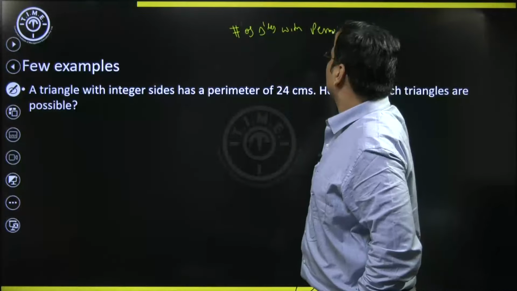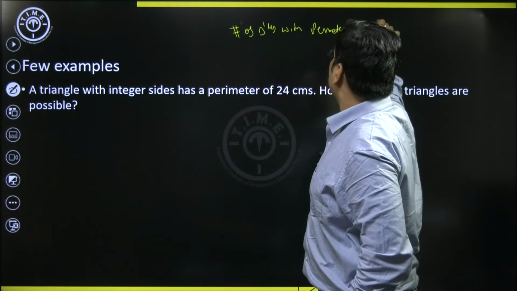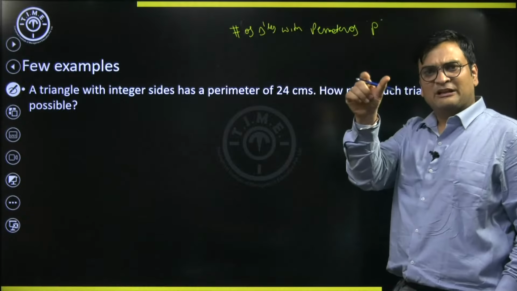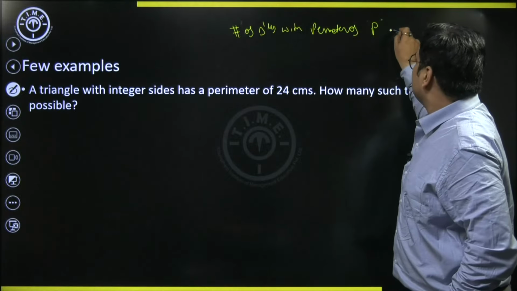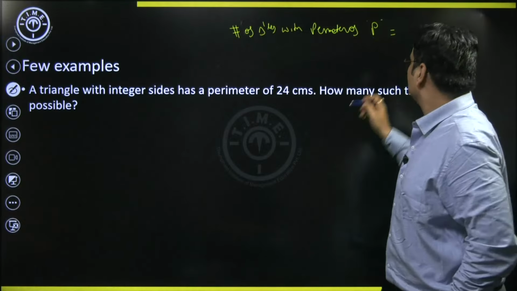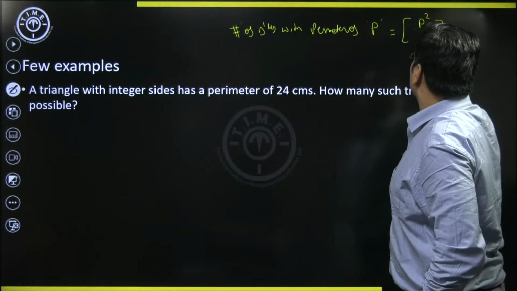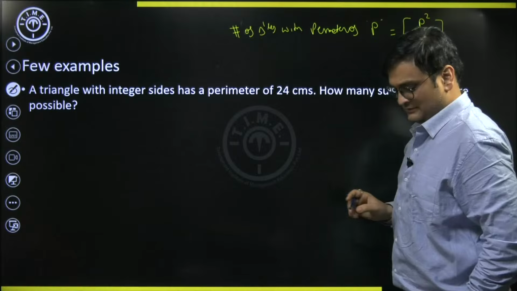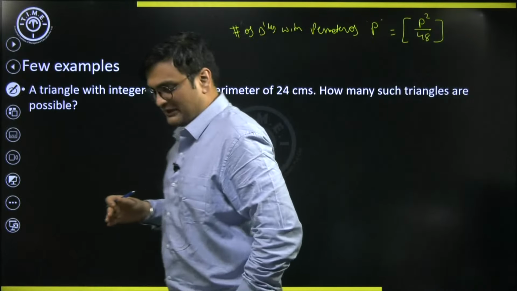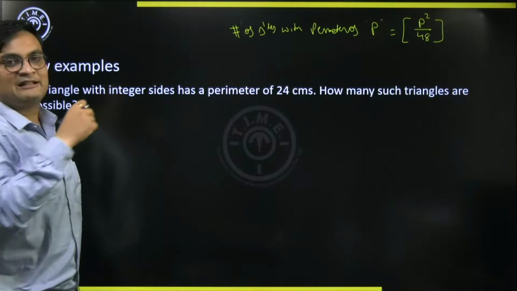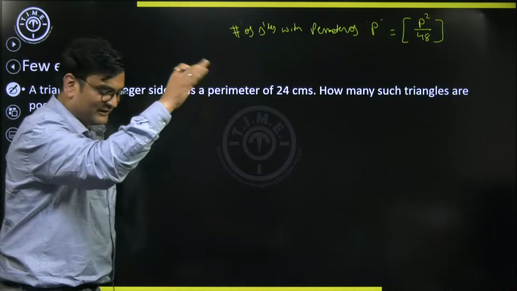The formula is: the number of triangles with a given perimeter P is equal to the square bracket of P square by 48. Square bracket P square by 48. That is the number of different types of triangles that we have.